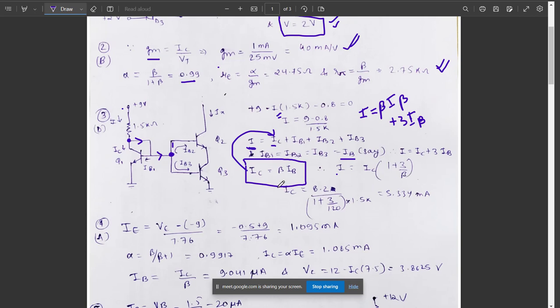So now you already know the value of I. You already know the value of beta. Can you find out the value of IC? Guys? You can find out the value of IC, or you can find out the value of IB. And from the value of IB, you can find out the value of IC. Okay, understood? Good. Any doubt here, anyone?